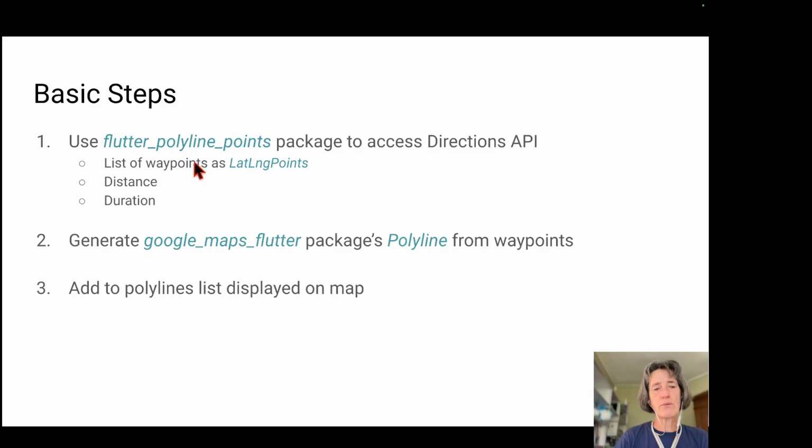So for this one, I use the Flutter Polyline Points package, which under the hood accesses the Directions API. This package gives you a list of waypoints as lat-long points. It also gives you distance and duration. And then I can use these waypoints to generate the actual polyline object in Flutter Maps and with Google Flutter. So Google Maps Flutter has a polylines object that gets a list of waypoints to generate itself. And then these polylines get displayed on my map.